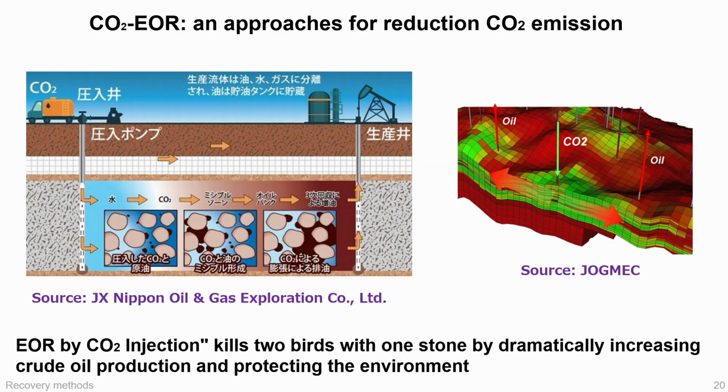This slide says that CO2 EOR can kill two birds with one stone. That phrase means it can achieve two goals at once: increase crude oil production and help protect the environment by storing CO2 underground. Of course, the full environmental balance depends on project design, monitoring, life cycle emissions, and how much CO2 is permanently retained. But the key idea is that petroleum engineering tools can also support lower carbon strategies.